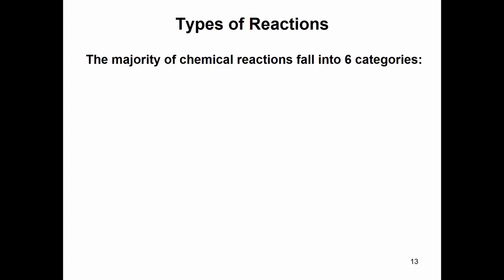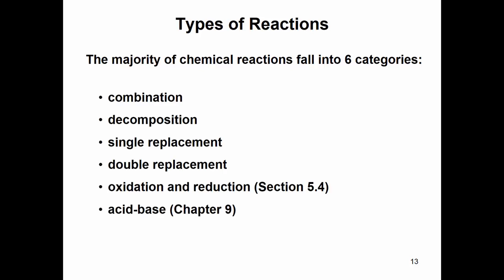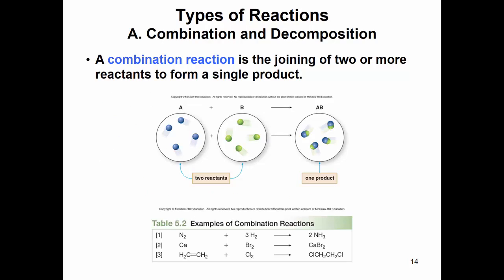Hi everyone. We're going to discuss different types of reactions and just do a general overview. The majority of our reactions can fall into 6 categories: combination, decomposition, single and double replacements, and then later, not in this video, we'll look at oxidation and reduction and acid-base, and that's not until a later chapter.